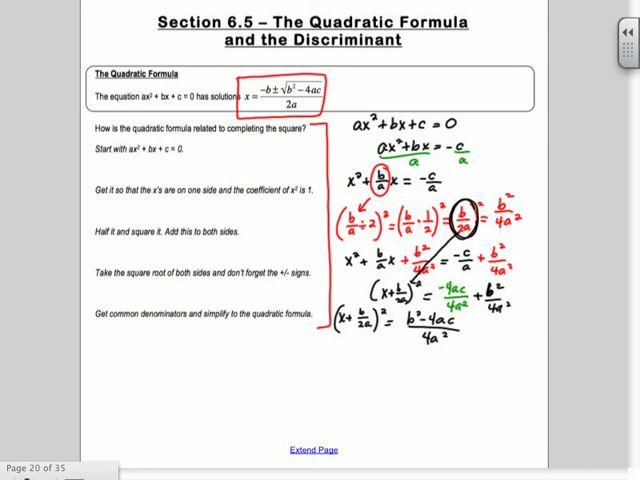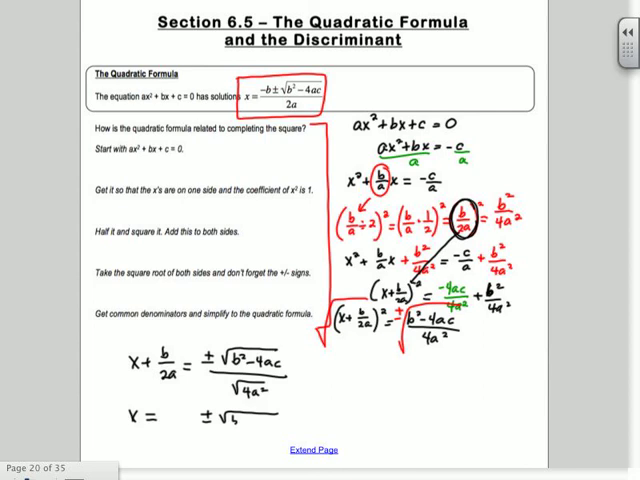All right, now what? What's your next step in completing the square? Yep, square root. So square root of both sides, write plus or minus on one of the sides. So I get x plus b over 2a equals plus or minus. I'm going to take the square root of the top, and I'm going to do the square root of the bottom. Well, that square root of the bottom is just 2a.